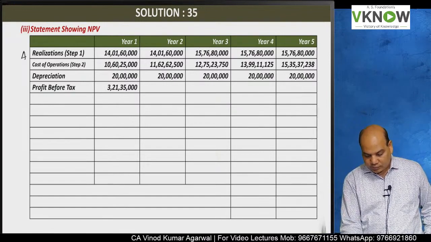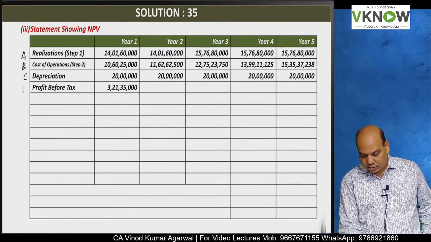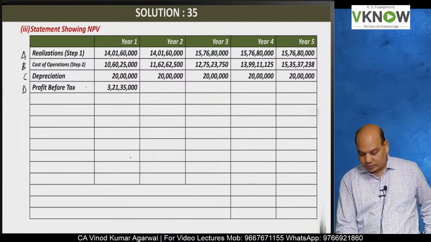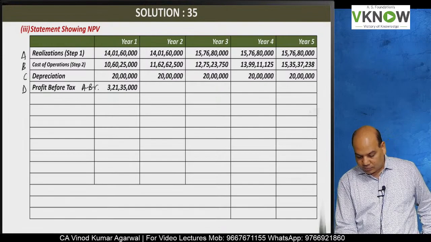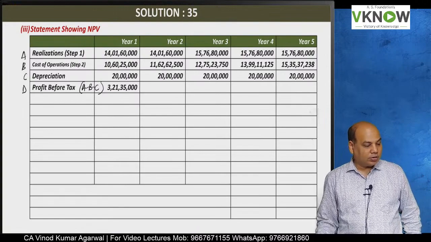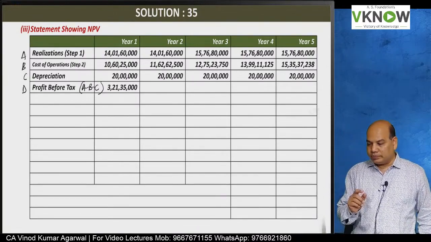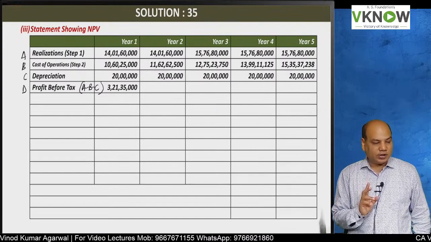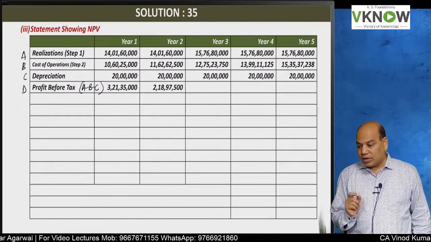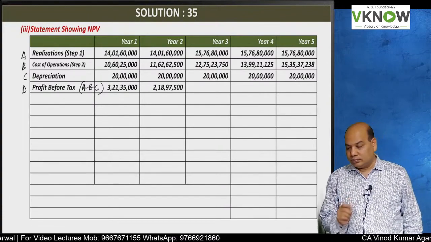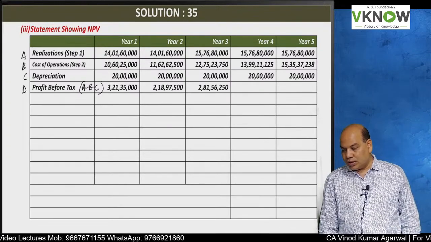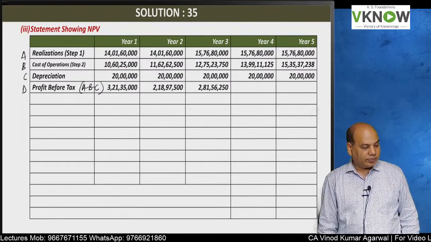Then you write down profit before tax. You can give point numbers A, B, C, D. So this will be A minus B minus C. Just check the calculation. Don't copy. 3 crore 21 lakh 35,000. Year 2, 2 crore 18 lakh 97,500. Year 3, 2 crore 81 lakh 56,250.